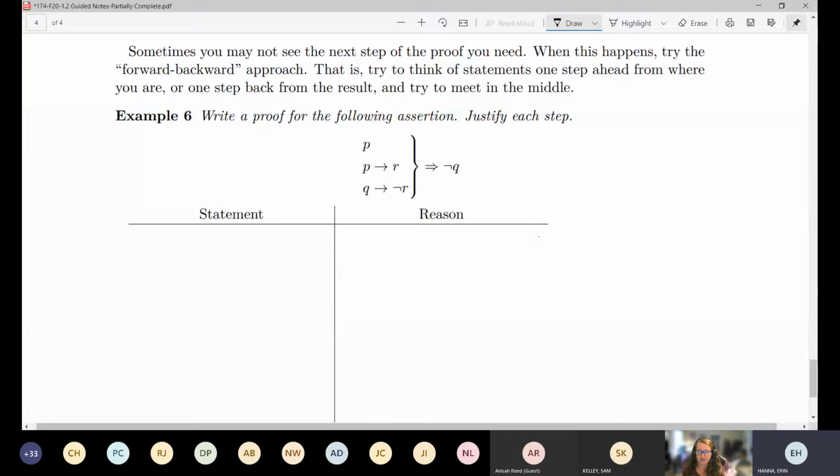As I've already said, sometimes you don't necessarily see the next step in the proof that you need to use. Sometimes you're going to have to go back and forth, seeing where you want to go and seeing if you can work backwards. Sorry, just seeing things in chat.